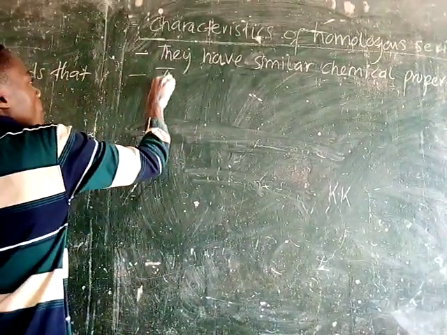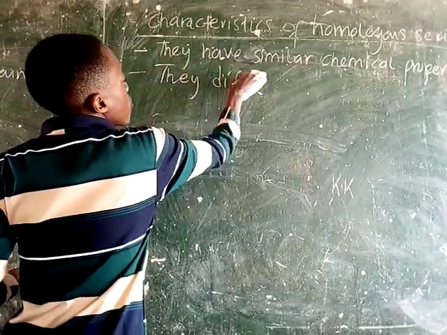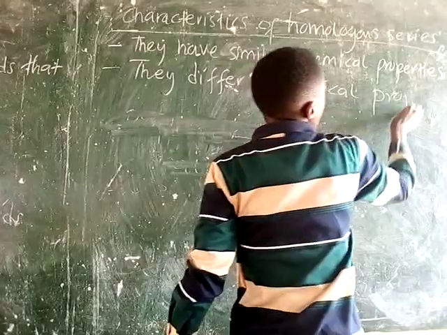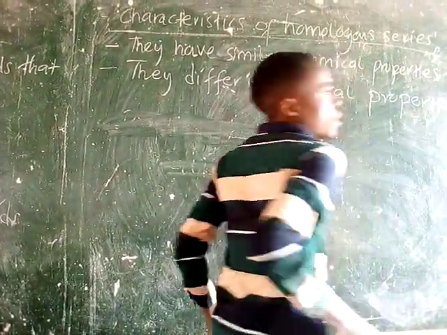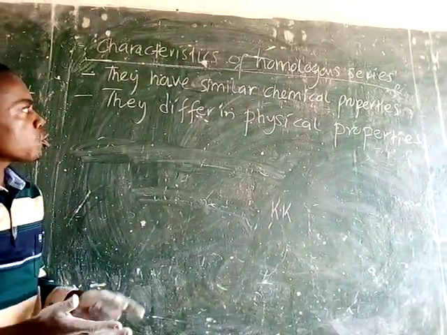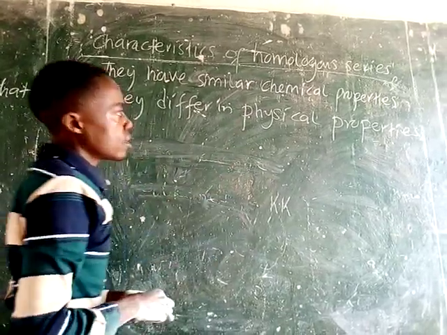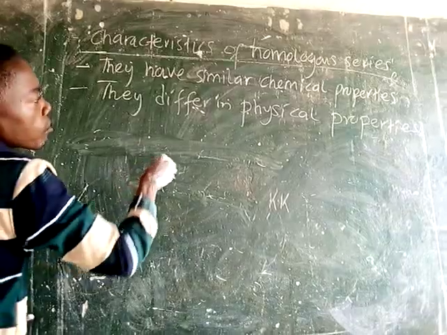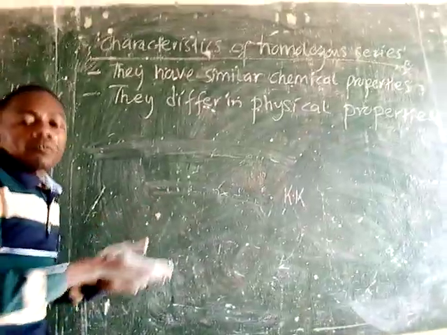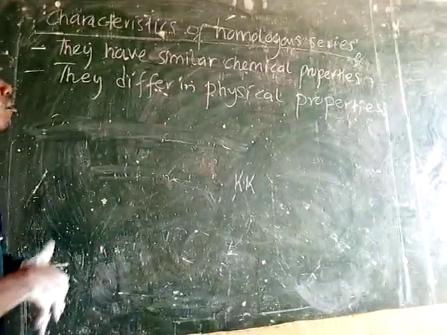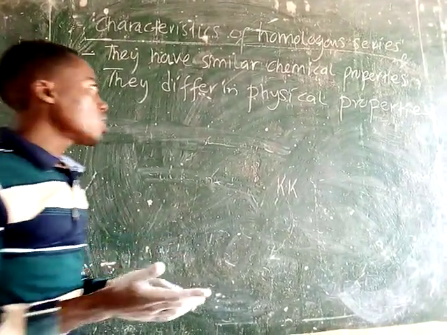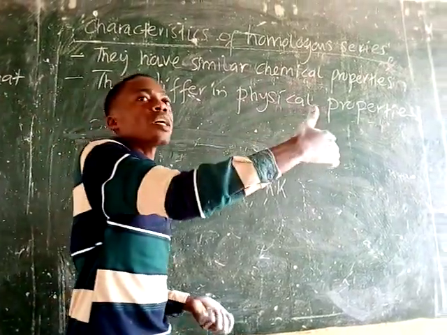However, they differ in physical properties. So, despite belonging to the same family, the members of the same family show different physical properties. They show a gradual variation in physical properties. They have different melting points even though they belong to the same family. They have different boiling points, different densities and different solubility, such that their melting and boiling points increase as the number of carbon atoms increases.